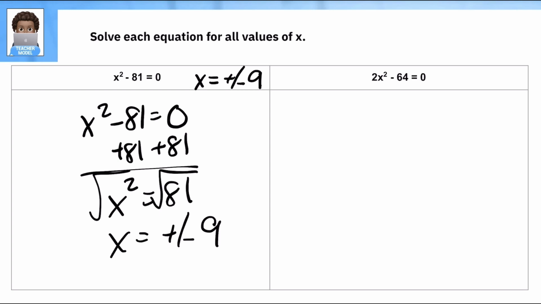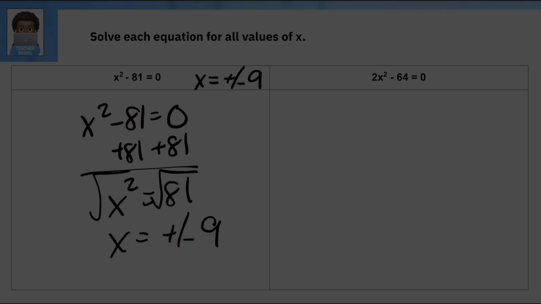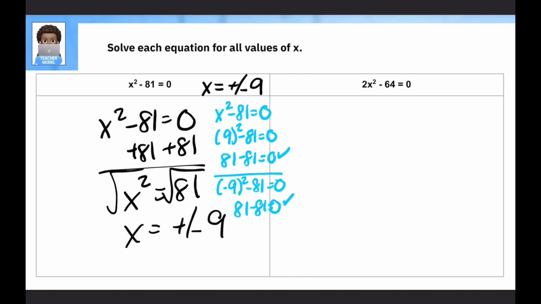All right, let's try the second one. The second one is going to be a little bit trickier. Hit pause and try to solve it. All right, let's do the reveal on the second one. This again was challenging, but not impossible because we've done this type of math before. In this case, x is equal to plus or minus 4 square root 2. So it's the same level of mathematics.